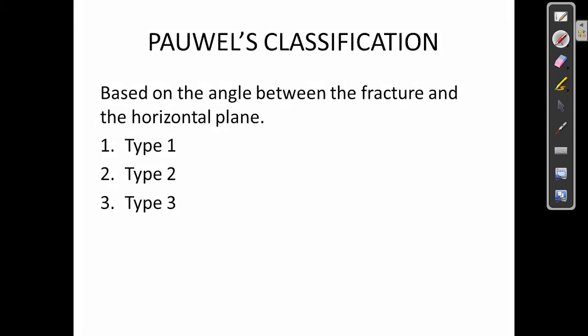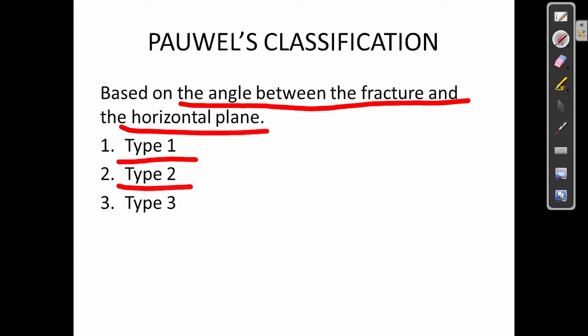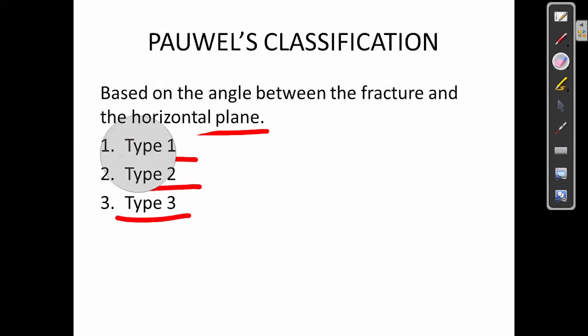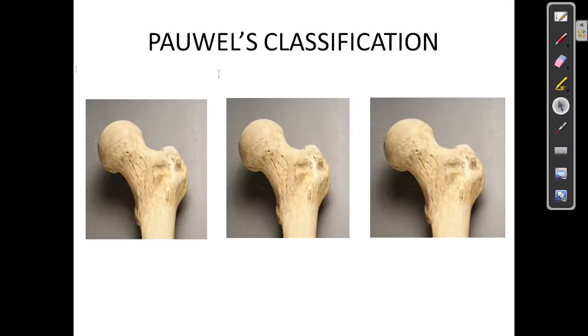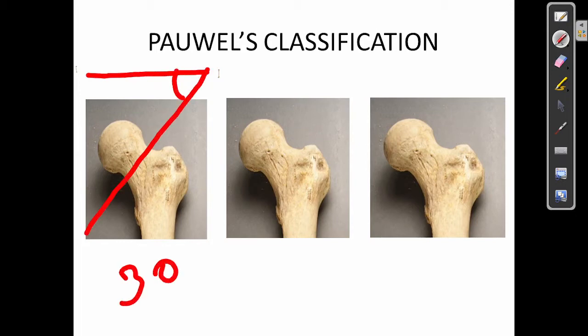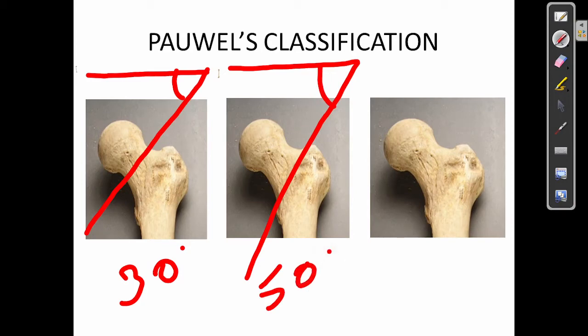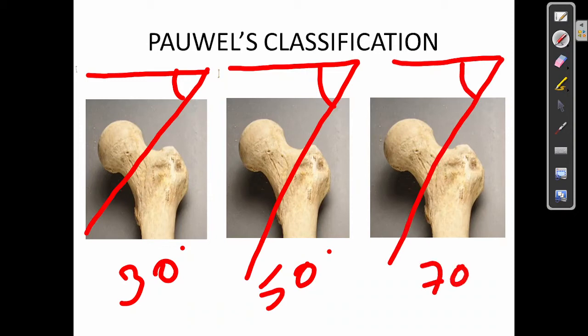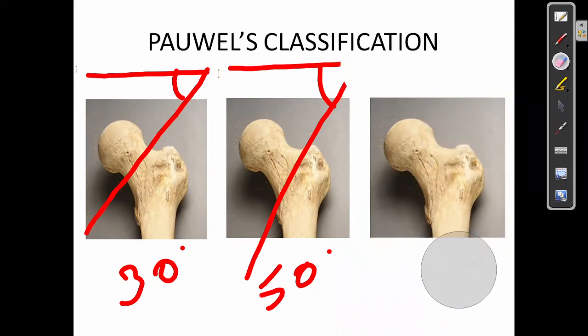Pauwel's classification. It is based on the angle between the fracture and the horizontal plane. These are type 1, type 2, and type 3. Type 1, the angle between the horizontal plane and the fracture line is about 30 degrees. Type 2, this constitutes about 50 degrees. And type 3, this constitutes 70 degrees. The greater the angle, the worse is the prognosis.